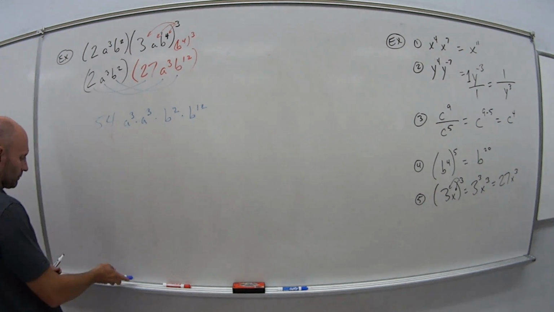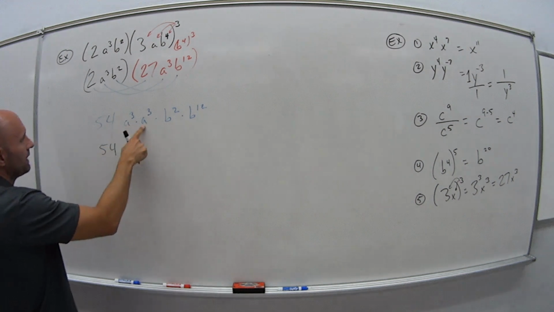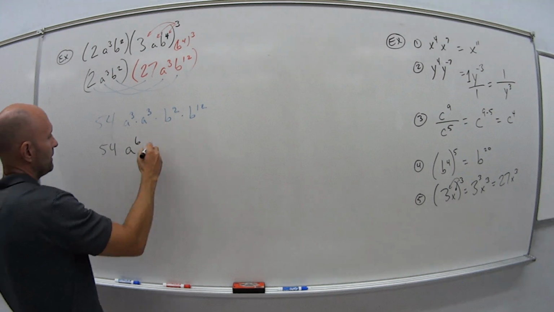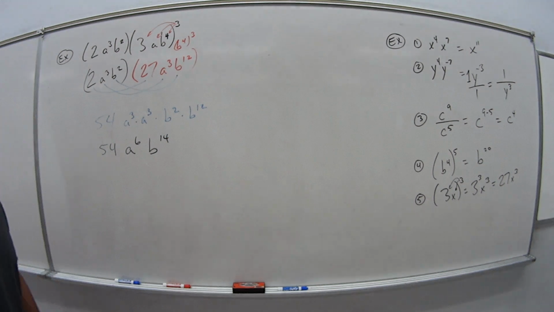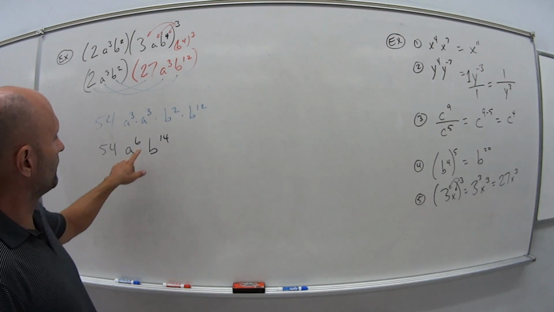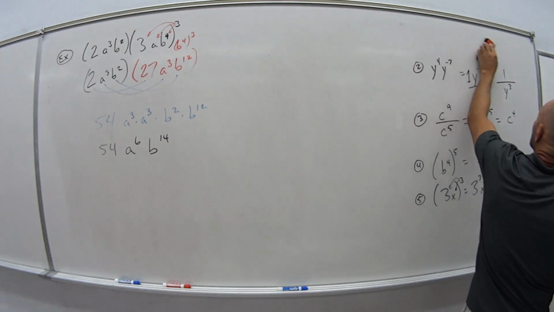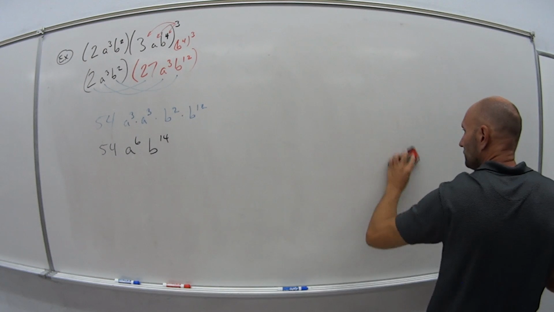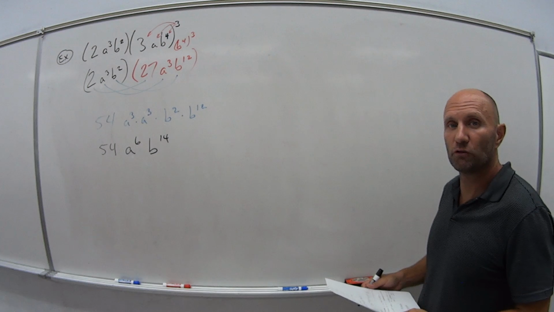Switch back to black, the blue doesn't write too good there. So we got 54, same base, add the exponents. 3 plus 3 is 6. Same base b, add the exponents. 2 plus 12 is 14. So your answer for this one should have been 54, a to the 6th, b to the 14th. So again, you had to use the power law first, distribute in that 3, then use your multiplication laws.